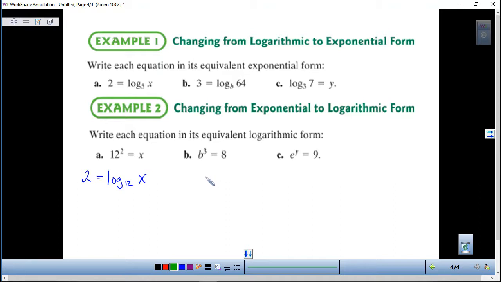So here, what's my base? My base is going to be b, so log base b, and my power is 3, so it's going to be over on the other side, and I'm taking the log of 8. Okay, here, base is the base. The base of the exponent is the base of my log. And then the e and the y are on the same side, so I'm going to swap them. That goes to the other side, and I'm taking the log base e of 9. Now that's a special thing we'll talk about later.